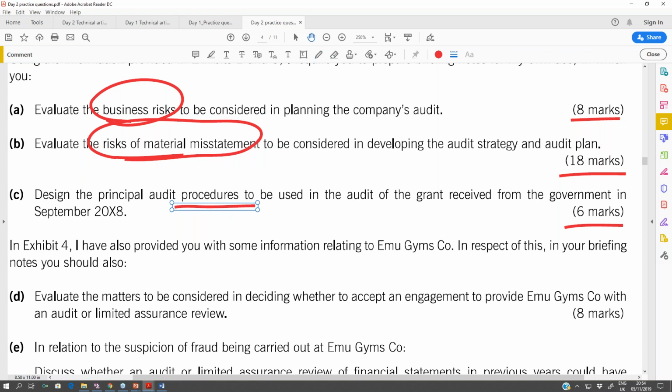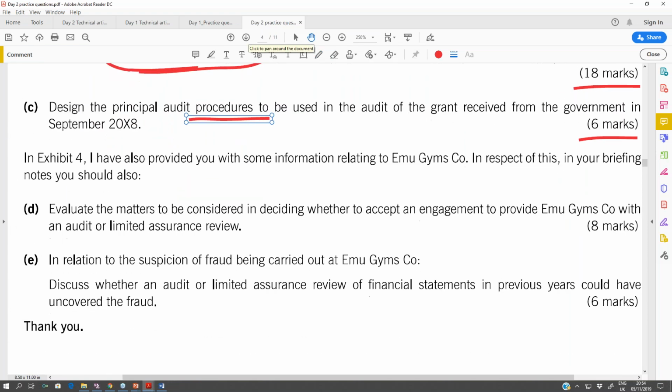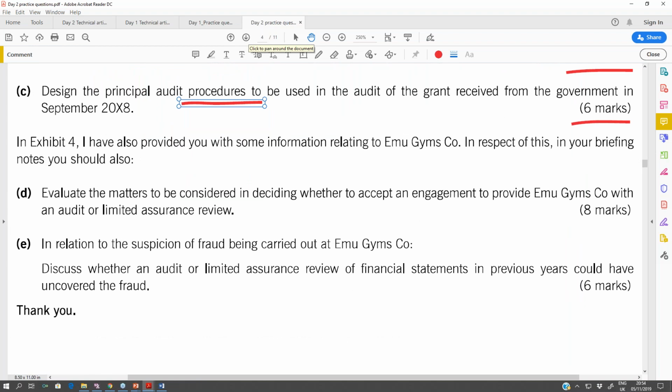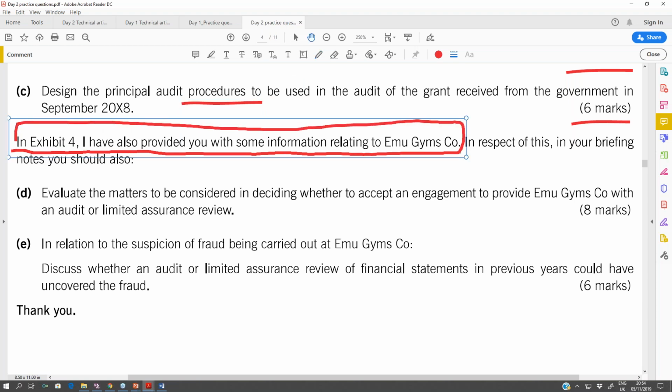Then another requirement here. In exhibit 4, I have provided you with some information relating to Emu Gym Company. In respect of this, in your briefing note, you should also... So again, there is some suspicious information in exhibit 4. This is a very important tendency of the examiner, telling you something in exhibit 5 or exhibit 4 or exhibit 3. We have seen that consistently since yesterday: the examiner relates a specific exhibit and tells you there is a problem in this exhibit, go and see this. So let's see what's in exhibit 4 about Emu Gym and what we need to do.